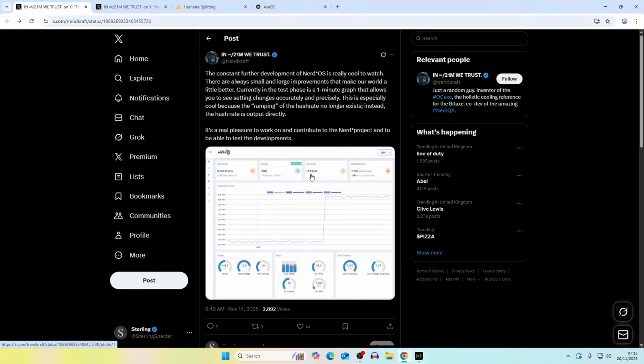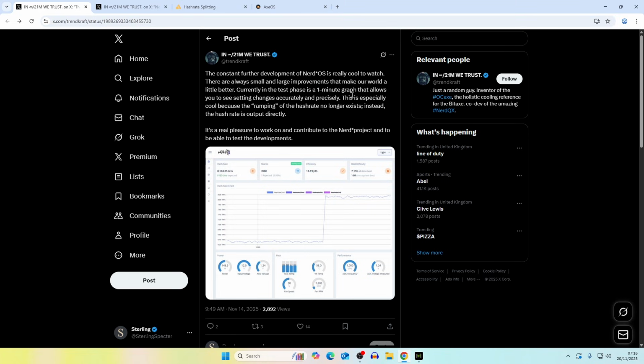As we said at the start of the video, today we're going to be talking about hash rate switching or hash rate splitting. This is not really a new concept necessarily, but it is a concept that is going to be available for all of the Nerd miners that are out there. And this is mainly coming from the NerdQX developers. So this is a custom Nerd OS, which they are using on the NerdQX.